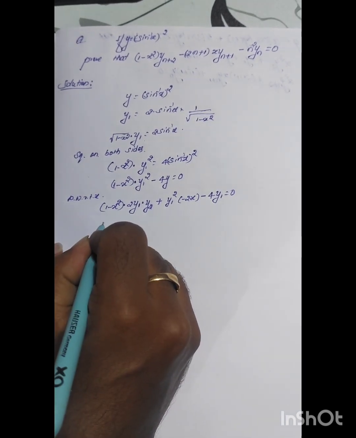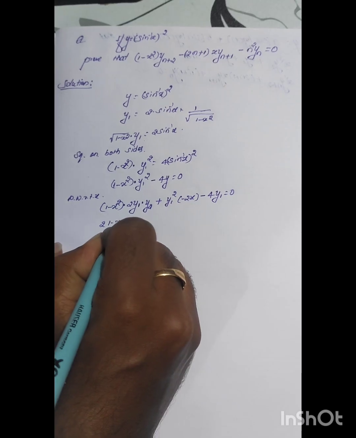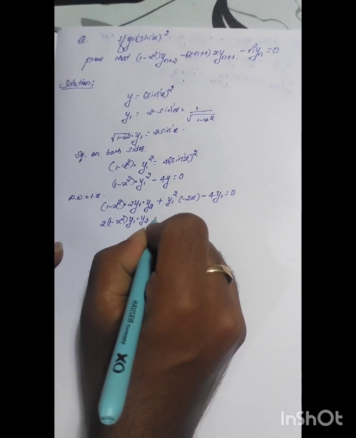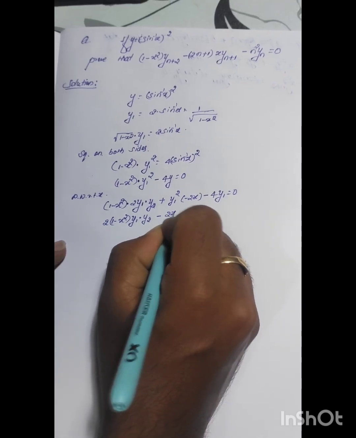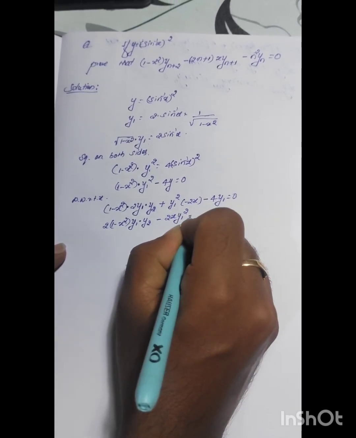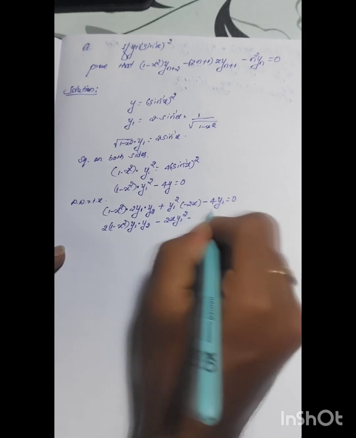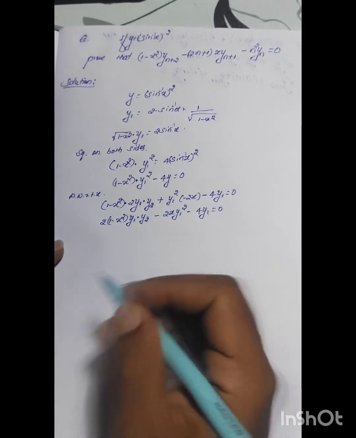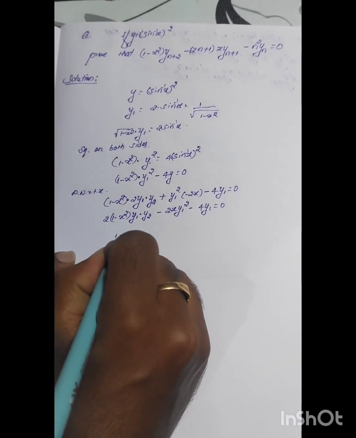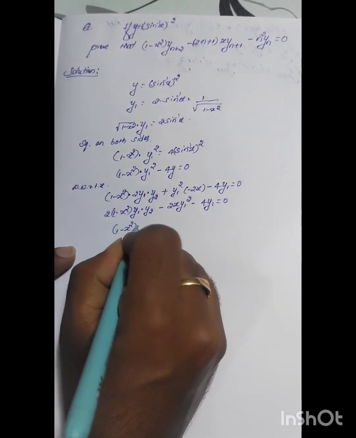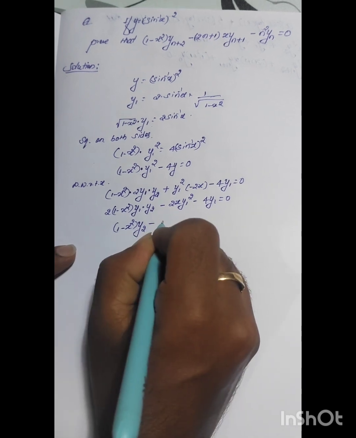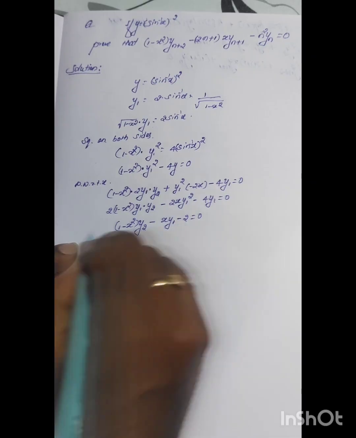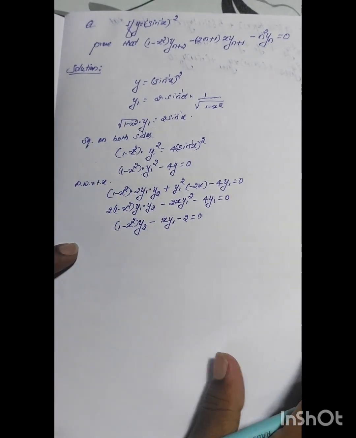So what happens? 2 into 1 minus x square into y1 into y2 minus 2x y1 square minus, this can be written as 2 into 2y1, so 4y1 will be equal to 0. 2y1 I will take it common and I will cancel, so that becomes 1 minus x square into y2 minus x y1 minus 2 will be equal to 0. This is the required equation that we have got.